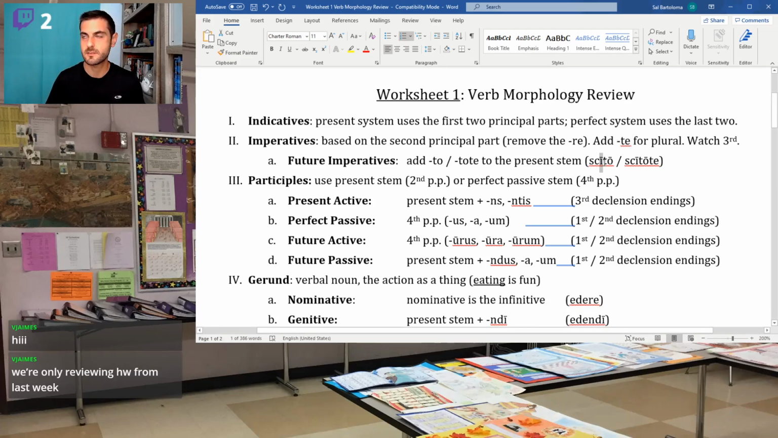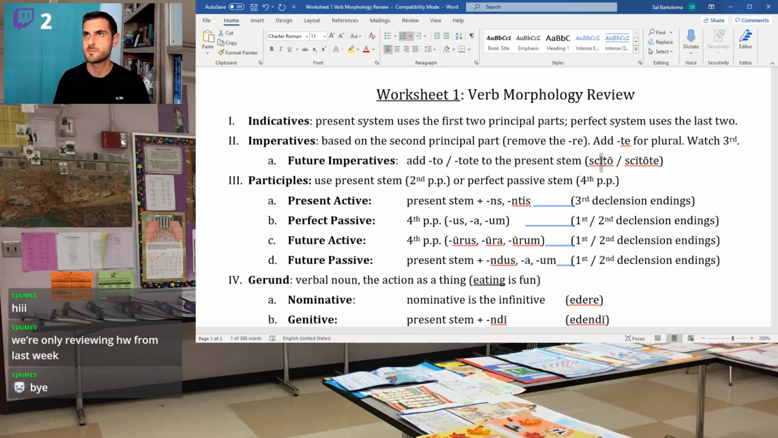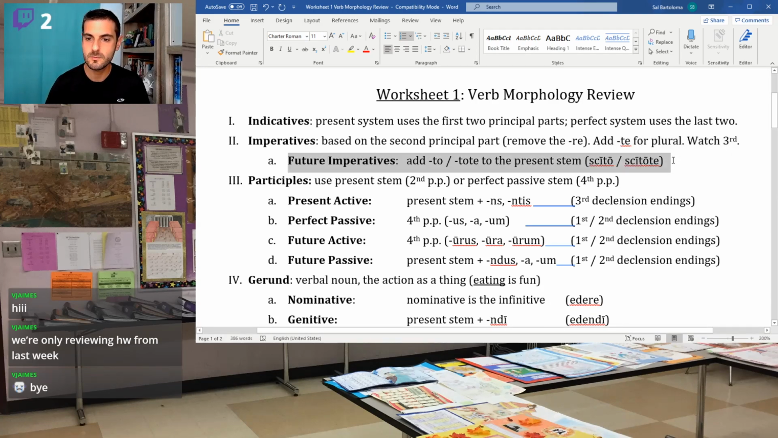So for instance, keep thinking of all the irregular ones: cape and capite, duc and ducite, fac and facite. Future imperatives, we add the -to.